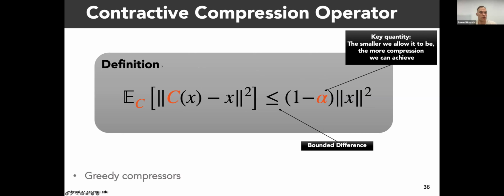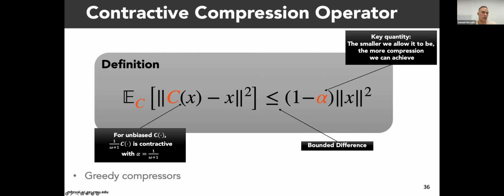Sometimes in the literature, these are also called greedy compressors. There is also a nice connection to the unbiased compression operators. You can show that this class is more general than unbiased compression operators: when you scale an unbiased operator by 1 over omega plus 1, where omega is the quantity that appears in the bound on the second moment, it is also a contractive operator with alpha equal to 1 over omega plus 1.